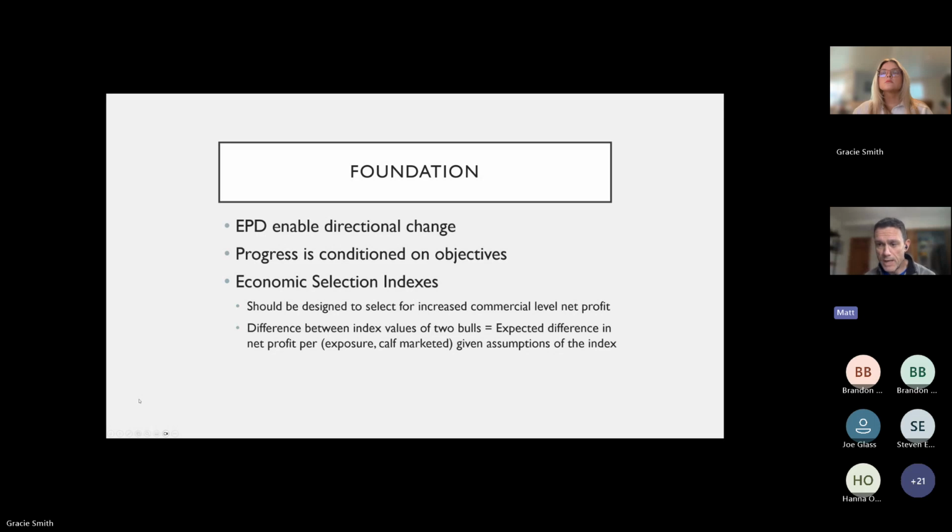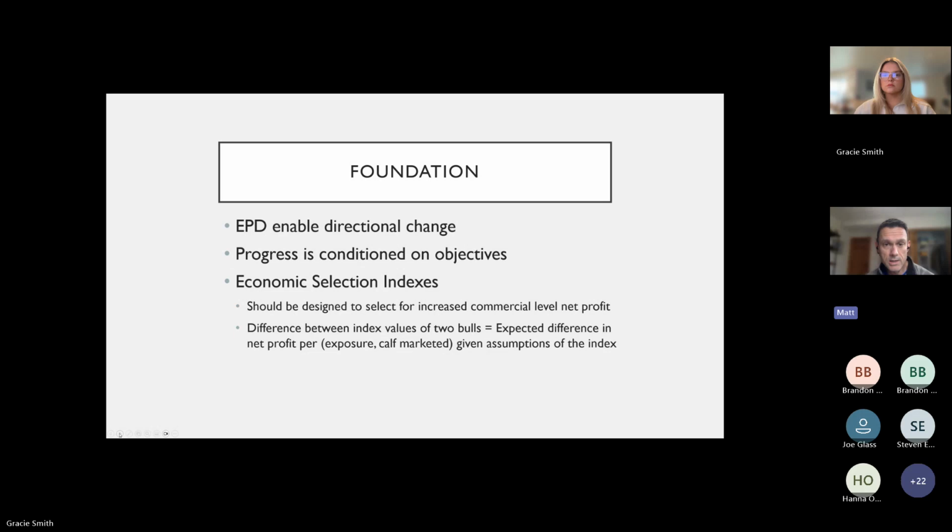So just to remind you, the foundation of selection are EPDs, and they enable directional change. So I can make cattle bigger, I can make them smaller, I can make them have more intramuscular fat, I could make them have less. But I would argue that progress is really conditioned on what the objective is. So bigger may not always be better. Smaller may not always be better. So more isn't better, and maybe less isn't either, right? The direction we go depends on what our objective is.